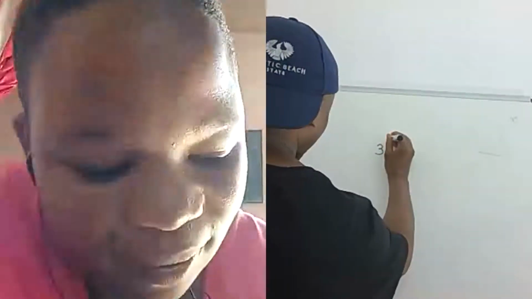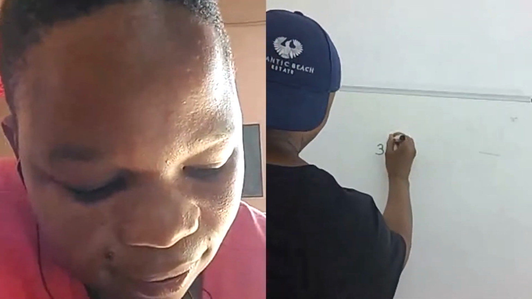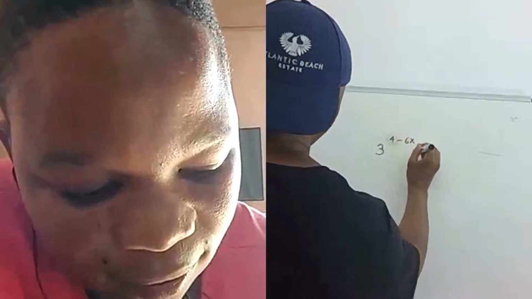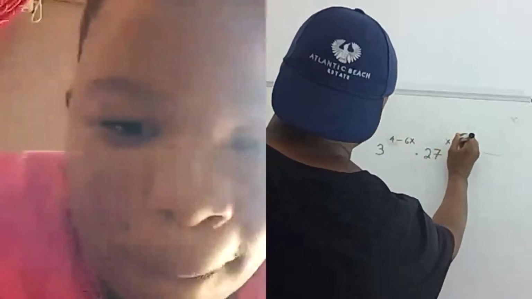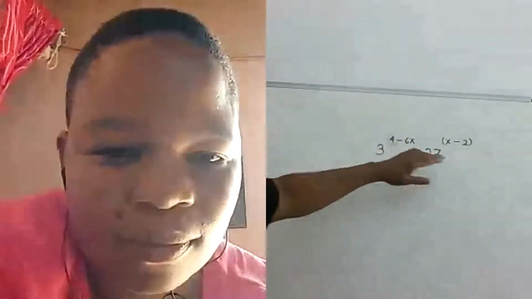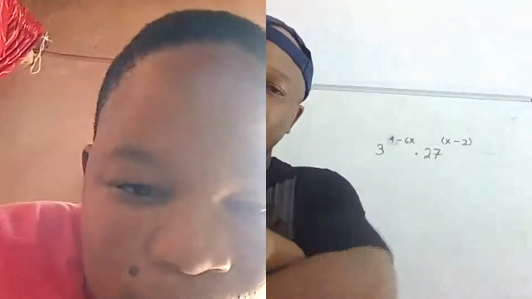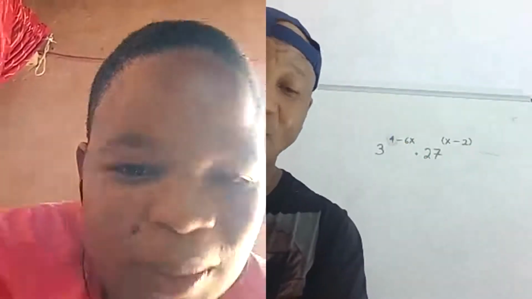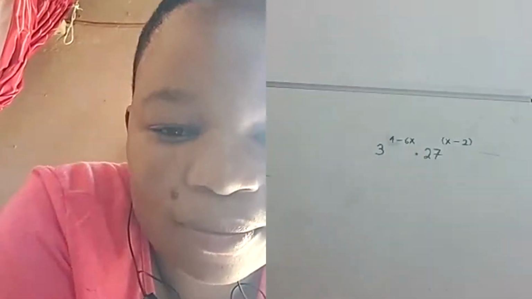Okay, now let's see something which is a little challenging. 3 to the power 4 minus 6x, and then here you have 27 to the power x minus 2. Now let's go for this one. Are our bases the same or not the same? Not the same. So what is the first step you would do, because the bases are not the same? We have to make the bases the same first. Okay, help me now, how can we do that?